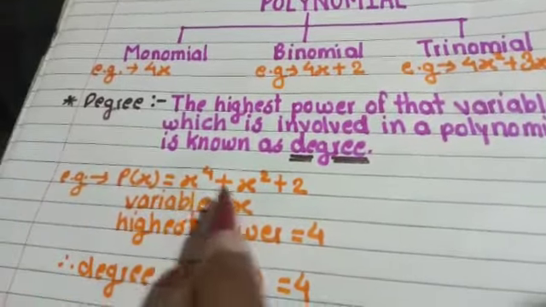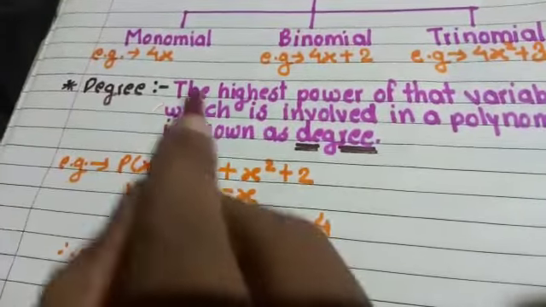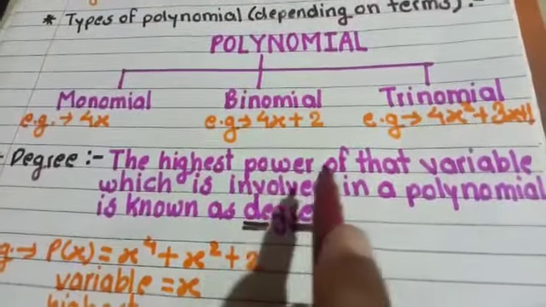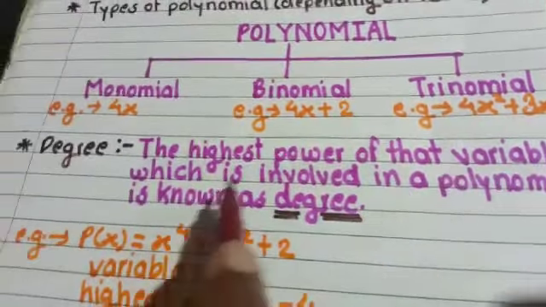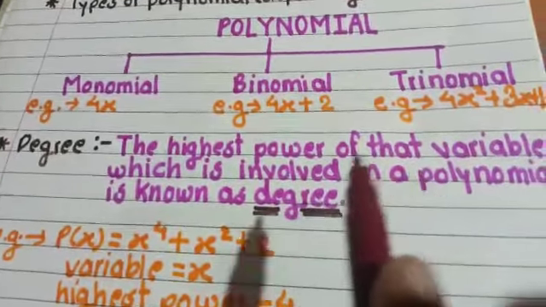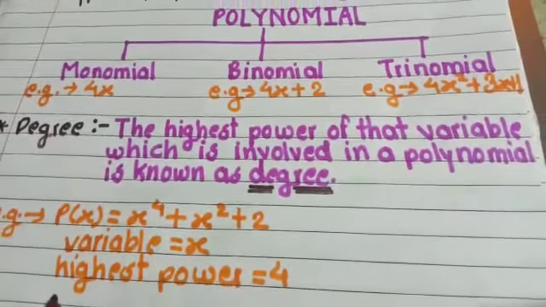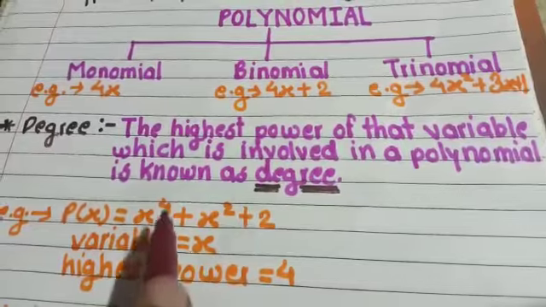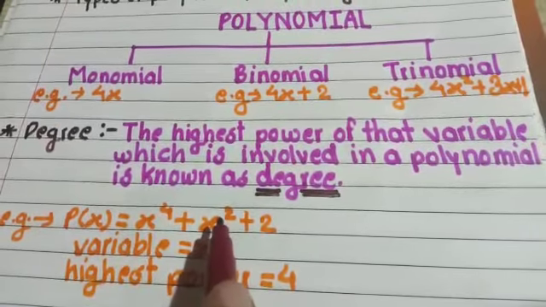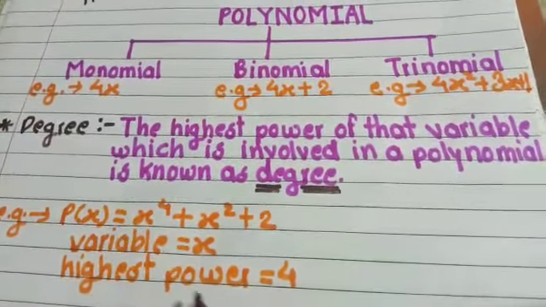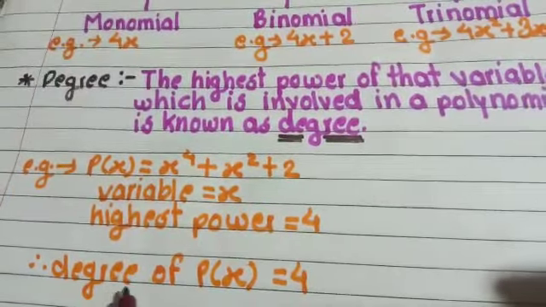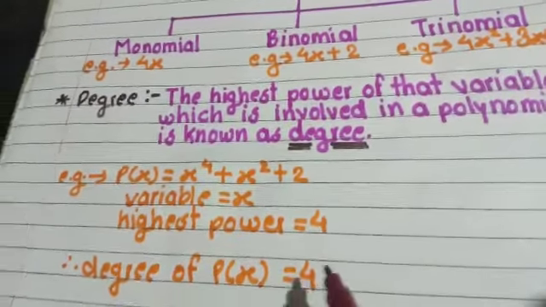So what is the degree of this polynomial? Here see, as per the definition, it is the highest power of the variable which is involved in the polynomial, right? So what is the variable here? The variable is x, and what is the highest power? Here the power is 4, here the power is 2. So the highest power is 4. That's why the degree of this polynomial p of x is 4.